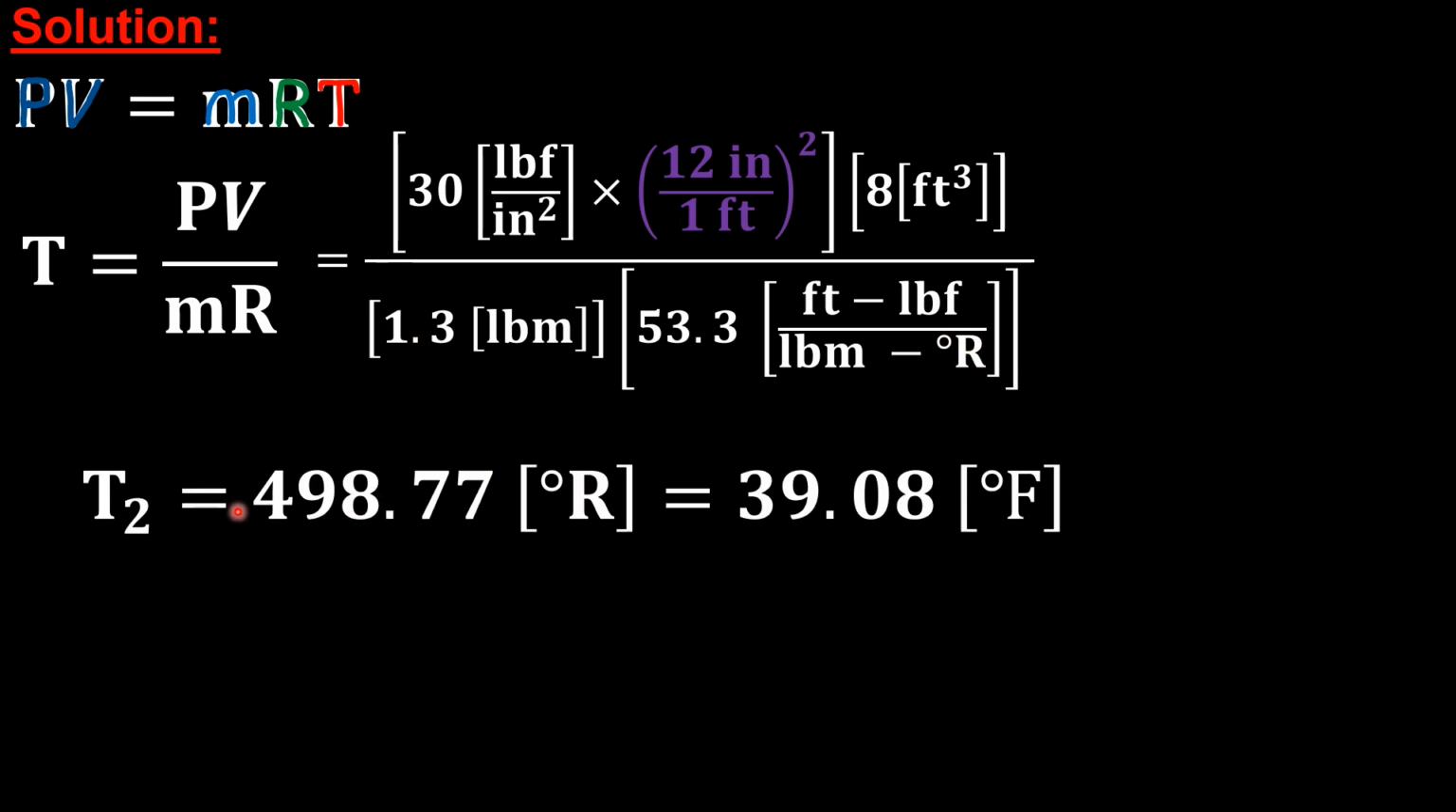So when you plug this into your calculator, it will give you 498.77 degrees Rankine, but we are told to find it in degrees Fahrenheit, so we will use the conversion factor that we used in the previous slide, but instead of adding we will be subtracting, so it will give you 39.08.